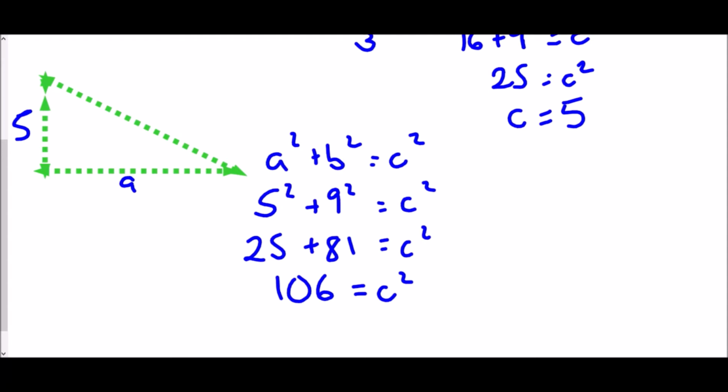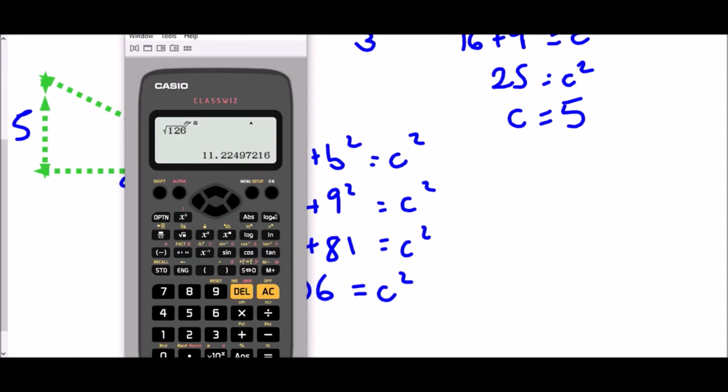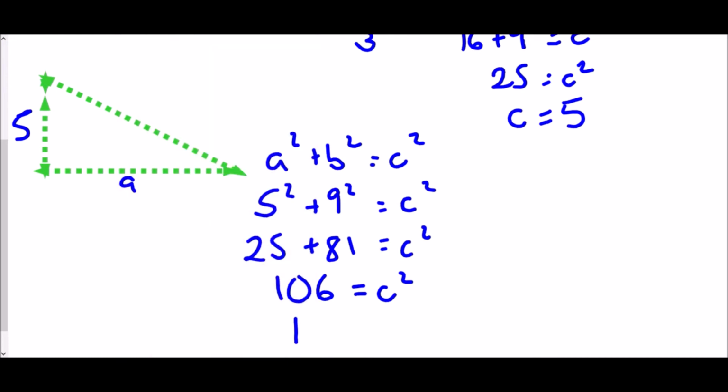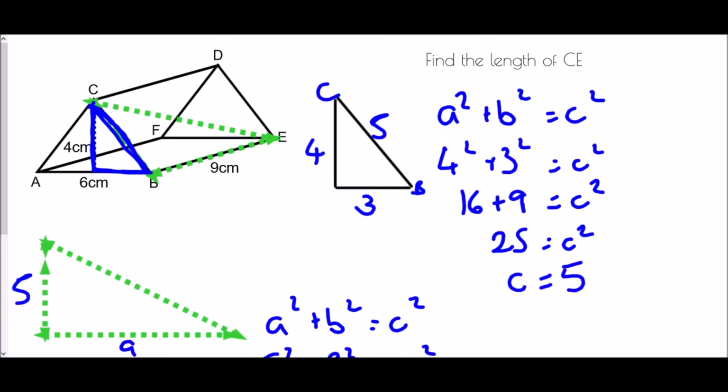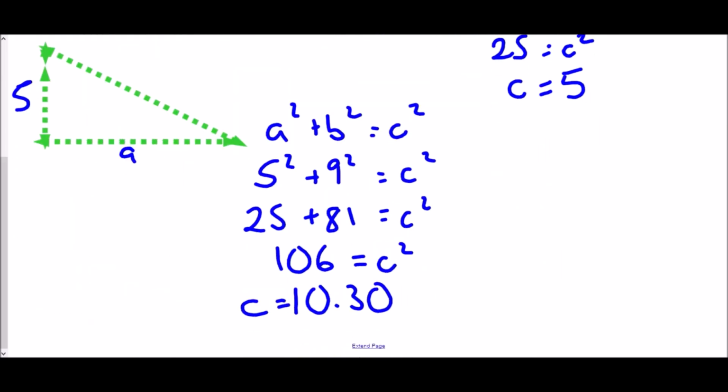So I'll bring up my calculator and I will take the square root of 106, and it tells me it's root 106. I'll change that into a decimal. 10.30 if I went to 2 decimal places there. So 10.30 is C. And that is the length I was looking for, C to E. And so that is my final answer to 2 decimal places.